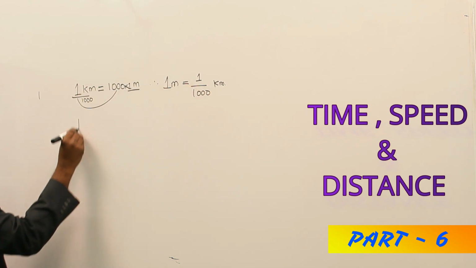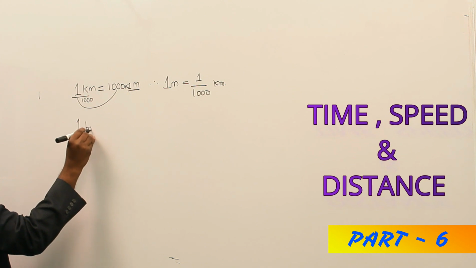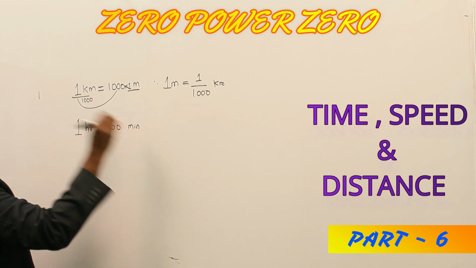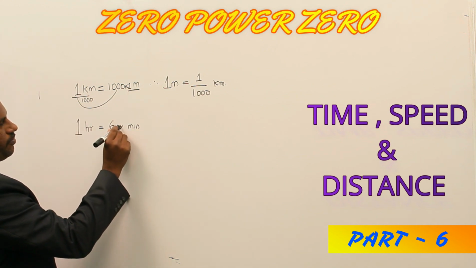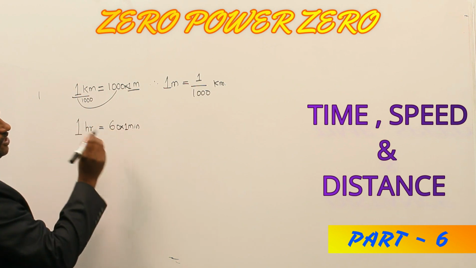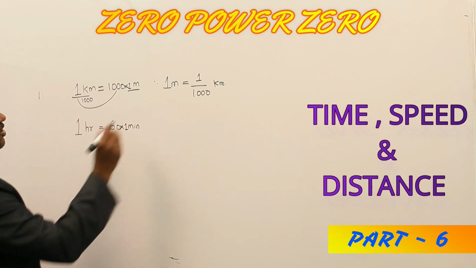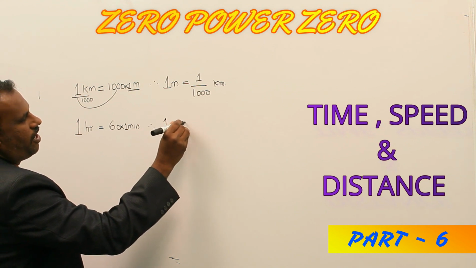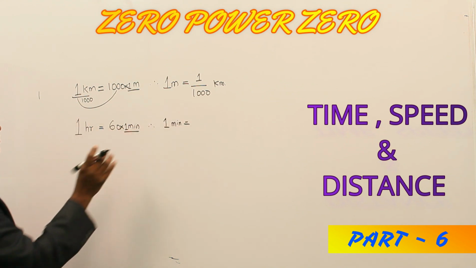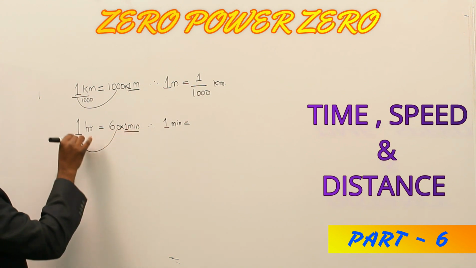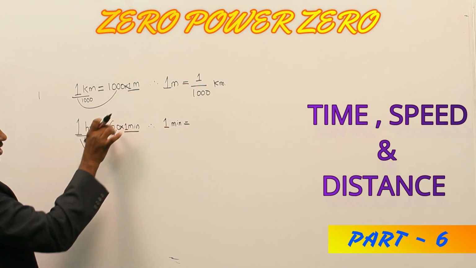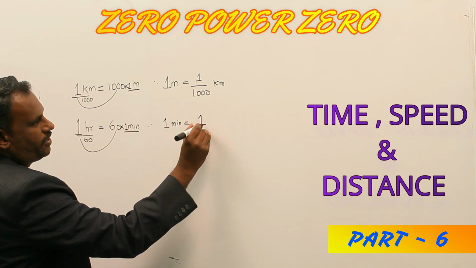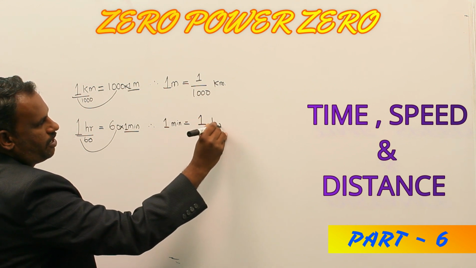In the same way, we know 1 hour equals 60 minutes. I just multiply 60 minutes by 1, it will never change. Suppose we need 1 minute in hours, you have to divide this 1 hour by 60, which comes in the denominator. So we get 1 divided by 60 hour.